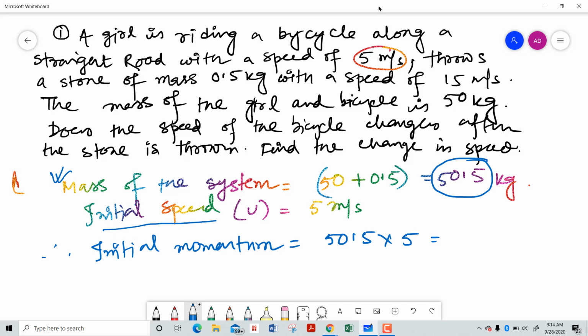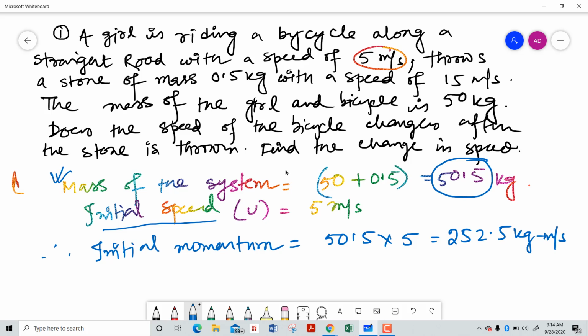What can be the answer? 252.5, right? Sorry, kg meter per second will be there. That kind of answer you will get. Here the mass of the system before throwing the stone is 50 kg plus 0.5 kg, that is 50.5 kg. The initial speed is 5 meters per second. So the initial momentum is 252.5 kilogram meter per second, right?